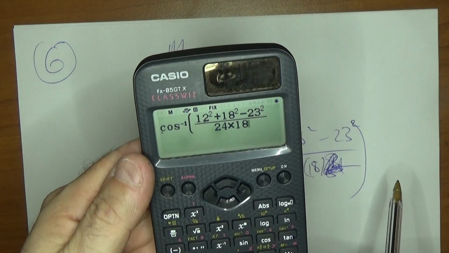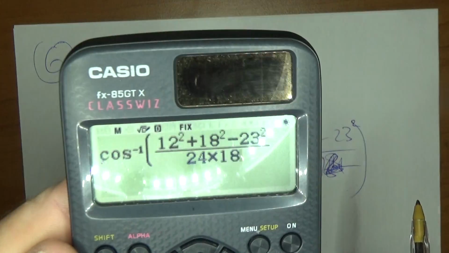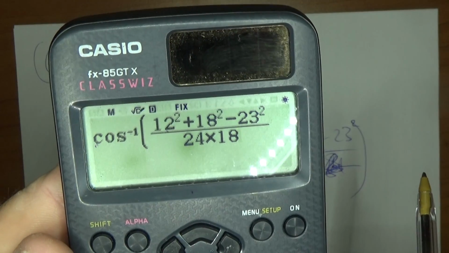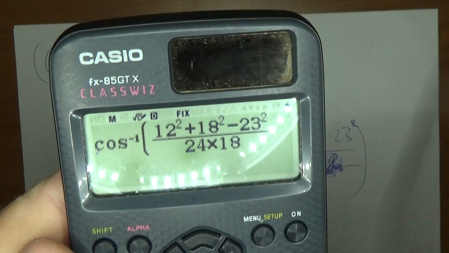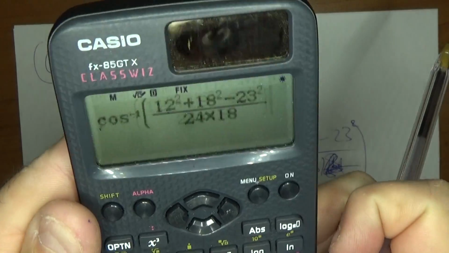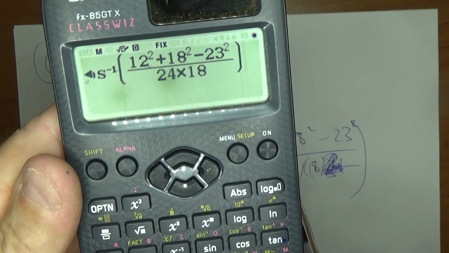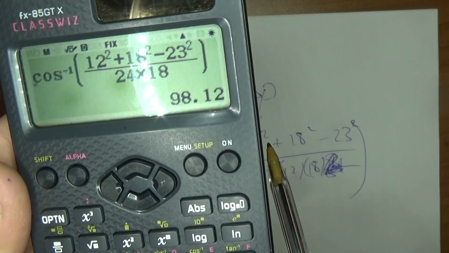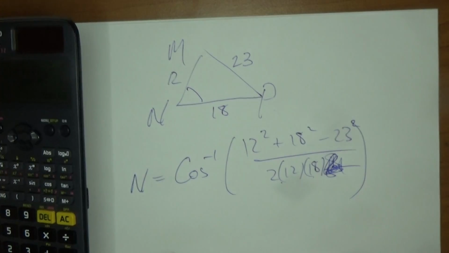Pause there if you like to make sure you have that in the calculator, like so. Oh, didn't close my argument bracket. 98.12. That's in degrees.